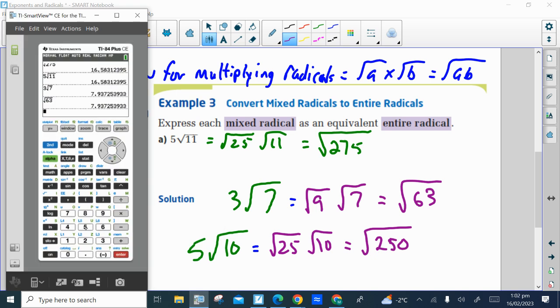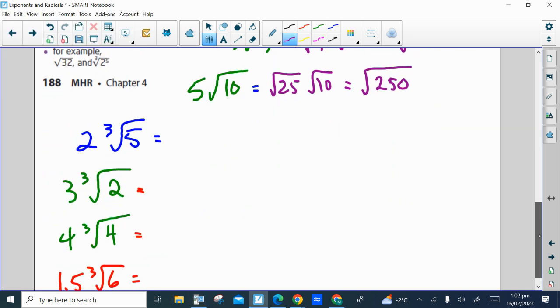So again, we can check this. 5 root 10 in our calculator. Is that decimal? That should be equivalent to the root of 250. And it is. We know our answer is correct. We just checked it. It's equivalent to what we started with.